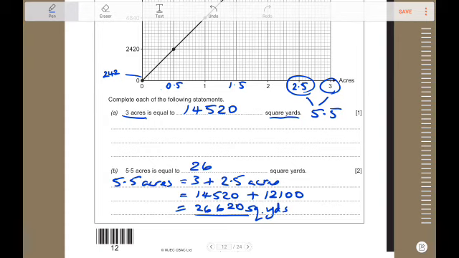So there we have it. So this is a typical sort of using a conversion graph question. First part is just use the graph that's in front of you, and the figure they want is usually on the graph. The second part is usually a figure that's not on the axes, and you have to use a combination of two of the amounts from the axis in order to get the answer like we did there. So to do 5.5 acres we used 3 and 2.5, which is obviously equal to 5.5. Alright, thank you very much.